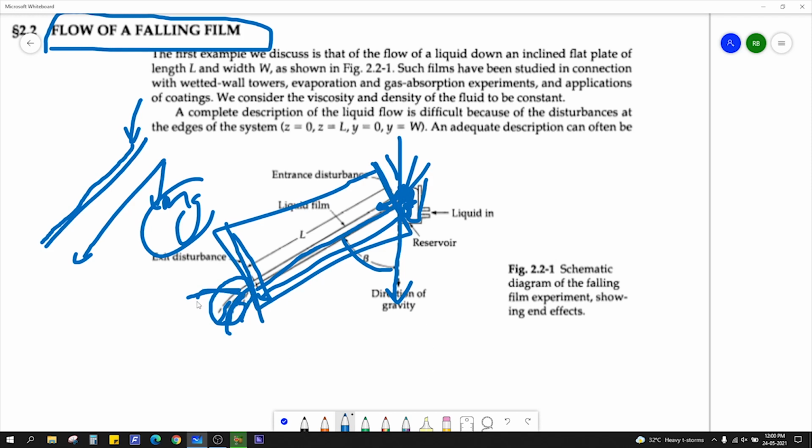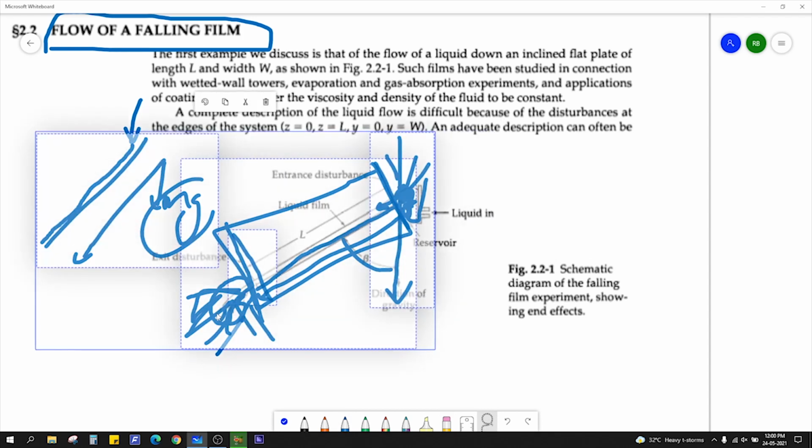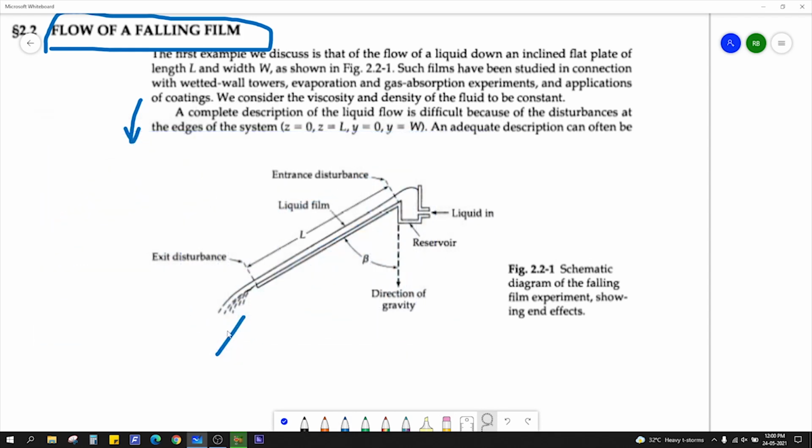Because if you consider these disturbances, it becomes turbulent flow, right? There are some advanced courses to study turbulent flow, but in this course we'll only deal with laminar flows. So you have to make appropriate assumptions. Fine. So now because of gravity, the liquid will flow over here. Now this is called laminar flow, right? It is a falling film.